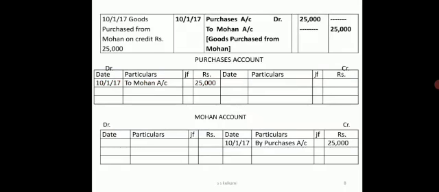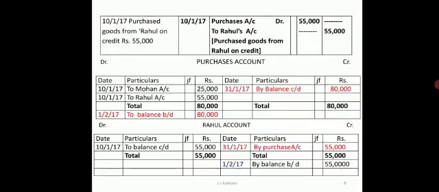Next, third transaction. On 10/1 we had purchases account which is debited to Mohan. So both are new. In the name of both these items I will prepare one ledger account, purchases account and Mohan account. Purchases account is on the debit side, so I'll write purchases account is debited to Mohan on 10/17 25,000. Coming to Mohan's account, I will write on the credit side that it is credited by purchases. Now we will see what to close at the end.